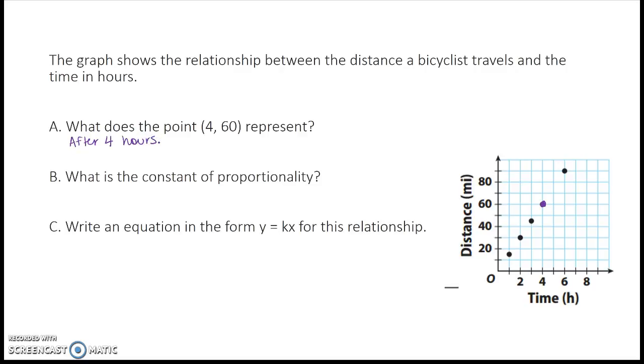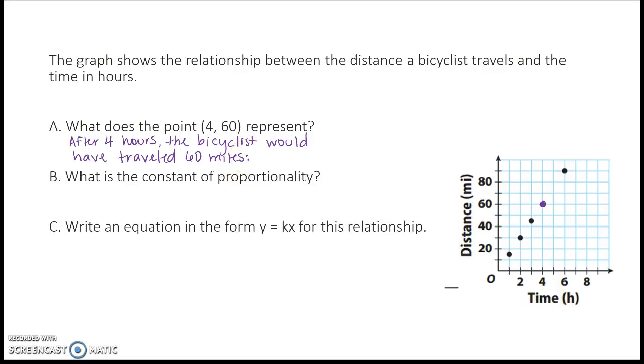Okay. So after 4 hours, the bicyclist would have traveled, let's see how far, 60 miles. Okay, so I'm just using the graph. I'm looking at my X represents 4, so it's 4 hours. And then my Y, 60, represents my distance in miles.